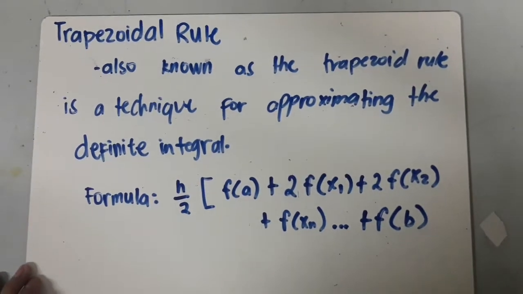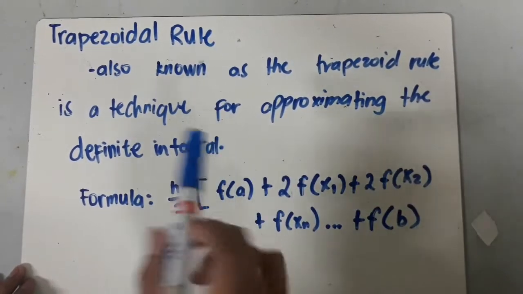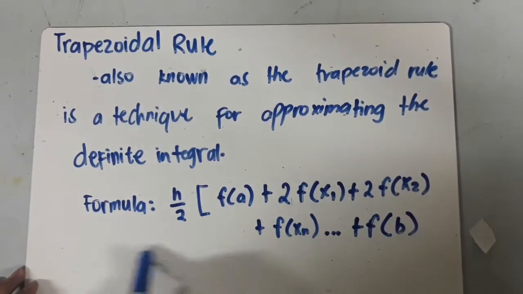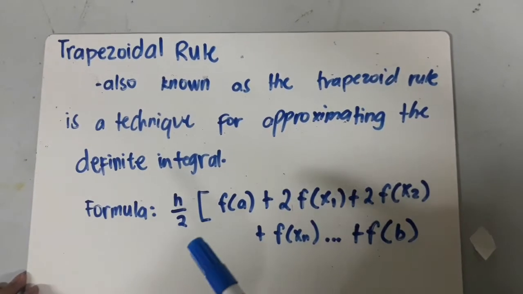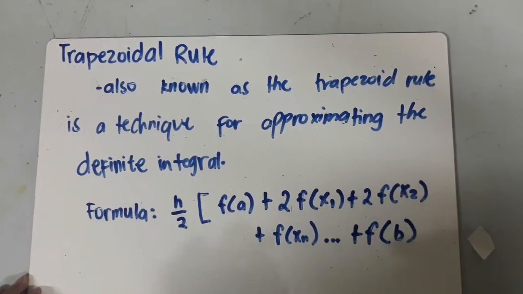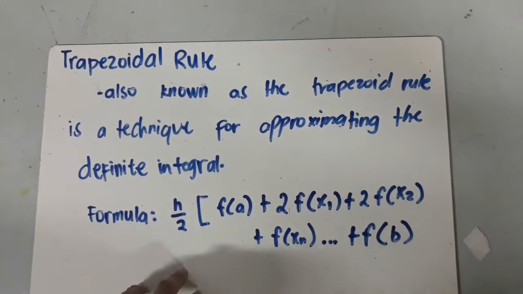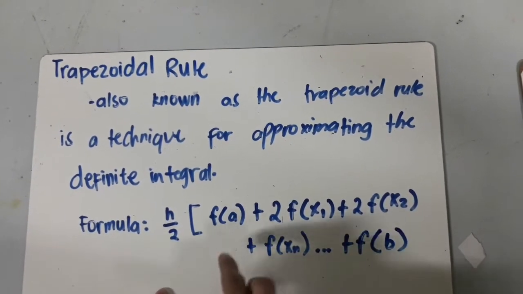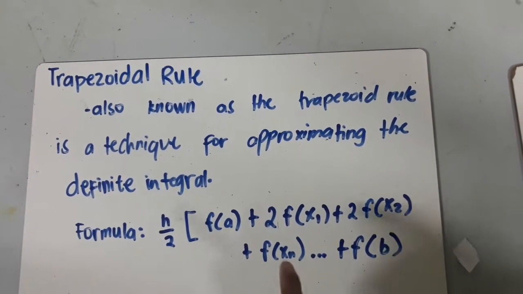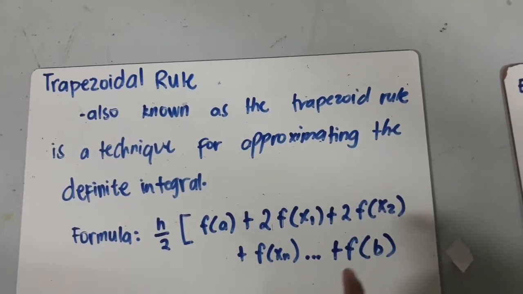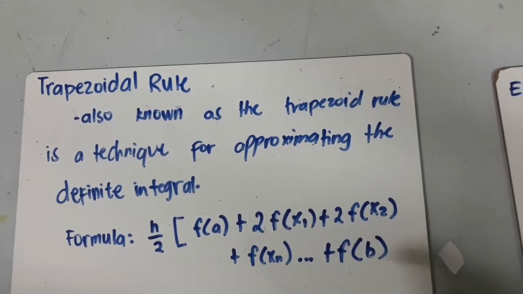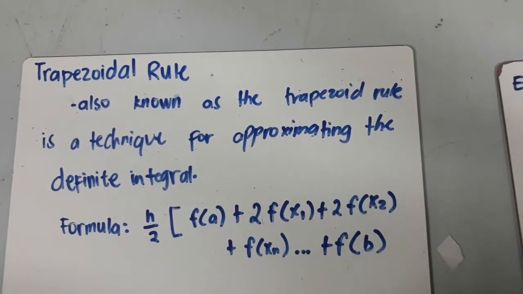Today I'm going to discuss all about the trapezoidal rule. The trapezoidal rule is also known as the trapezoid rule. It's a technique for approximating the definite integral. The general formula for the trapezoidal rule is h over 2 times the quantity f of a plus 2 times f of x sub 1 plus 2 times f of x sub 2 plus f of x sub n plus f of b.